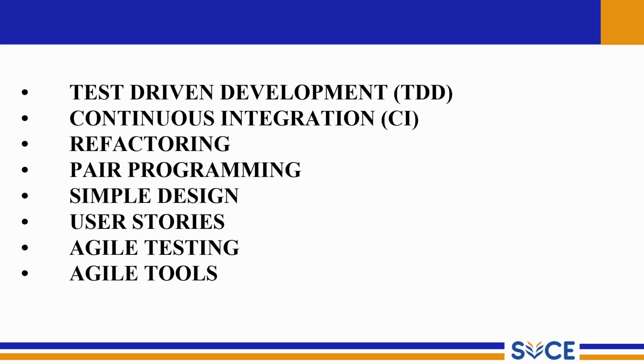And the next one is Agile testing. Testing in Agile happens continuously during development, not at the end. Agile testing ensures quality through early defect detection, automation, and customer feedback. And the next one is Agile tools. Agile teams use tools like Jira, Trello, Jenkins, Git, and Selenium to manage tasks, automate builds, track progress, and maintain transparency throughout the project.